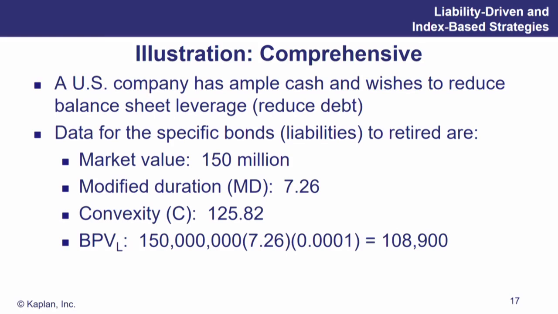The data for those bonds, in this case, look at the question, these are liabilities of the company. So these are the characteristics of the liabilities. Market value 150, modified duration 7.26, convexity 125.82. What is the BPV of the liability? 108,900. No excuses exam day.